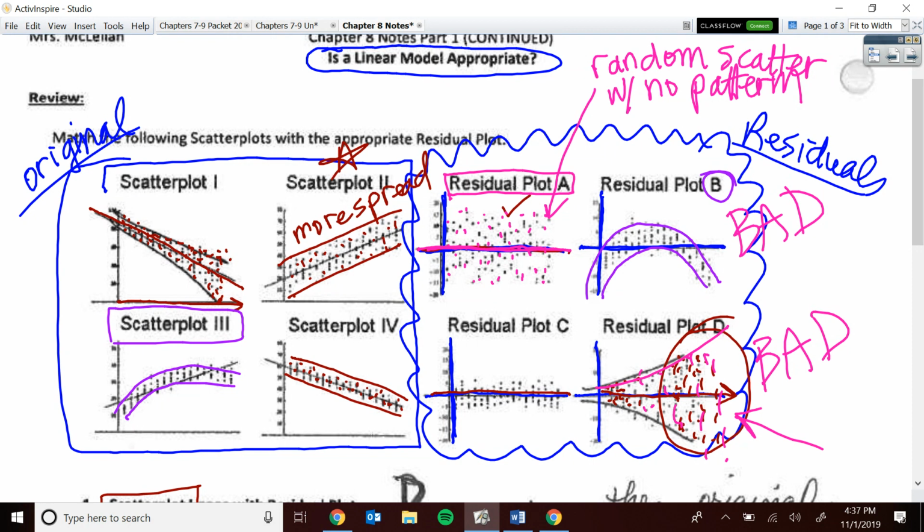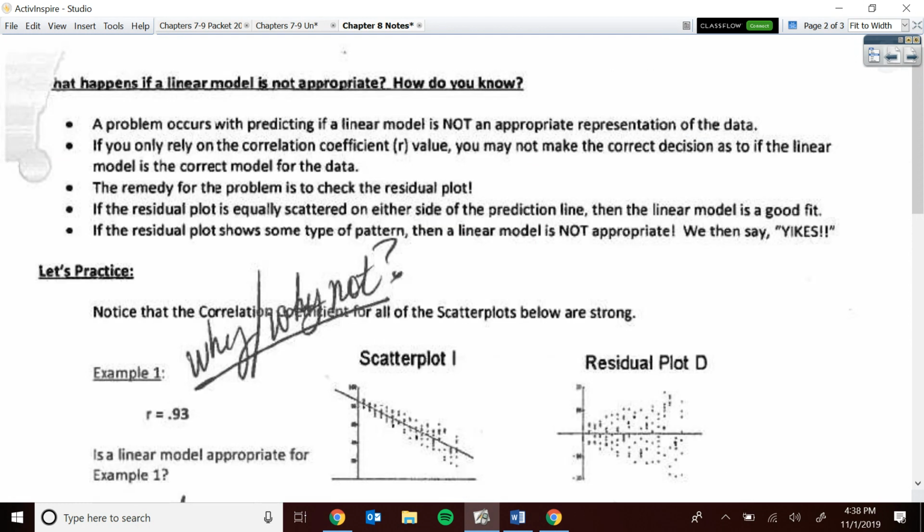So if we have random scatter with no pattern, then I would conclude in the original that a linear model is appropriate. All right, so we'll talk about that more in a second. So here we've got some other examples.